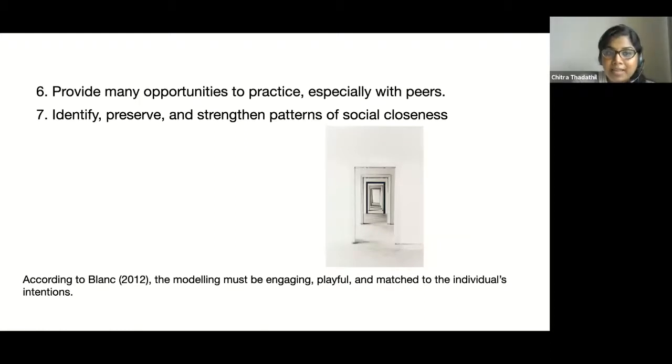Number 7, identify, preserve, and strengthen patterns of social closeness. So once you identify what the child loves doing the most in terms of engagement, see, now all of this you have to see through the lens of treating or managing echolalia. And what I'm trying to reiterate here is building engagement with the child. Keeping the child motivated to communicate is the key.